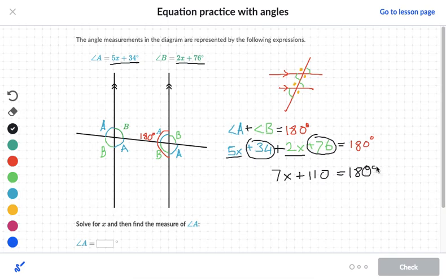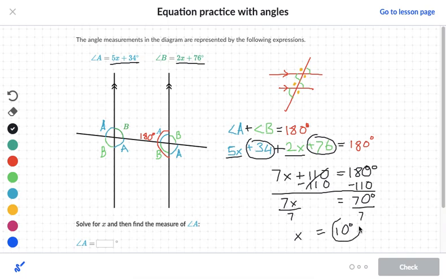Subtract 110 from both sides. Again, maintaining the balance of the equation is important. Subtracting 110 from both sides, it will cancel from this side, and we will be left with 70 degrees on this side. So we have 7x equals 70 degrees. Dividing by 7 on both sides gives us x equals 10 degrees.